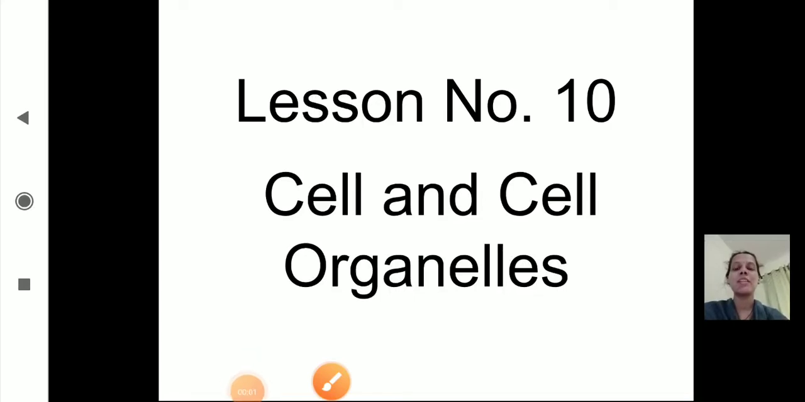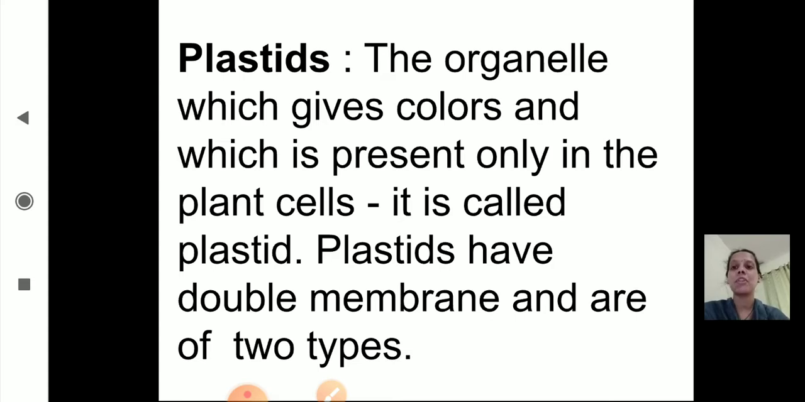Good morning students. In the previous session we have studied the structure and functions of vacuoles, mitochondria and lysosomes. Now we'll see the structure and function of plastids. The organelle which gives colors and which is present only in the plant cell is called plastid.